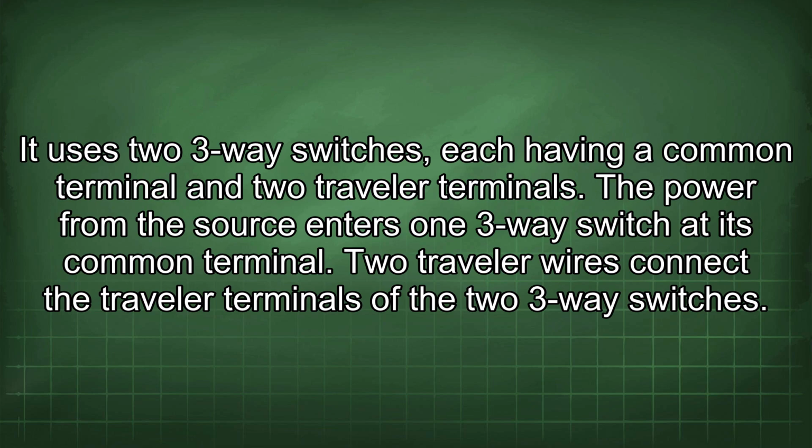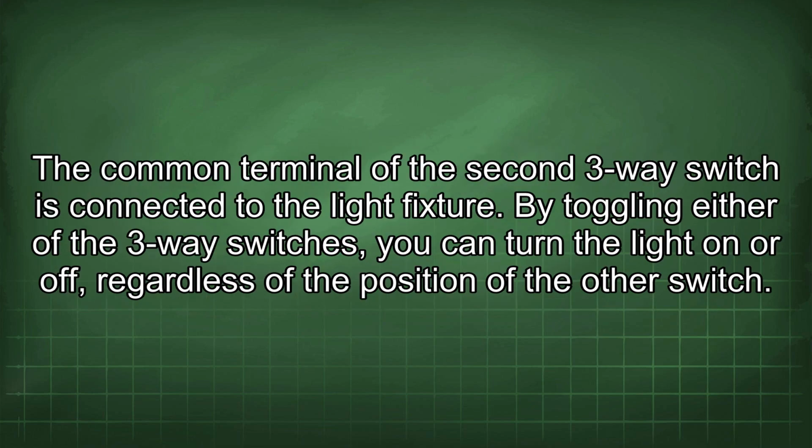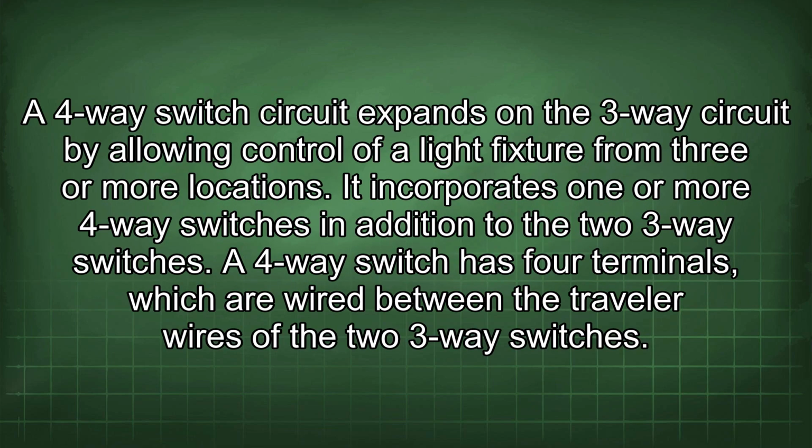The power from the source enters one three-way switch at its common terminal. Two traveler wires connect the traveler terminals of the two three-way switches. The common terminal of the second three-way switch is connected to the light fixture. By toggling either of the three-way switches, you can turn the light on or off, regardless of the position of the other switch.